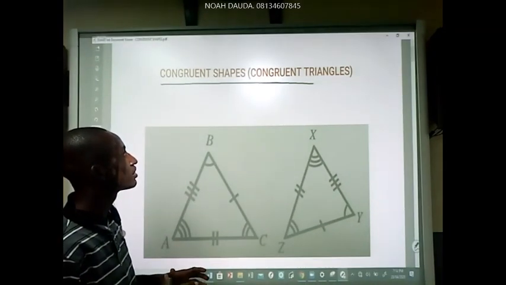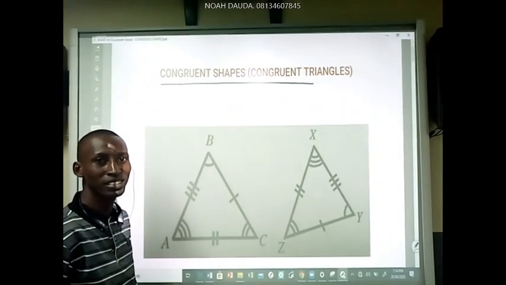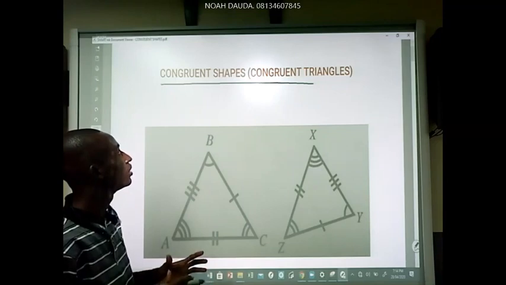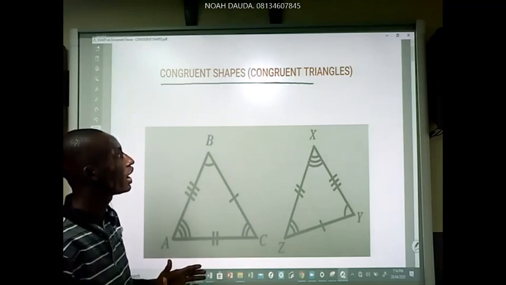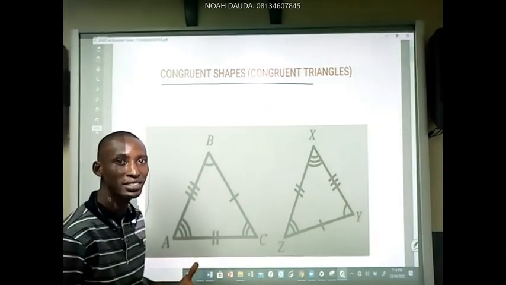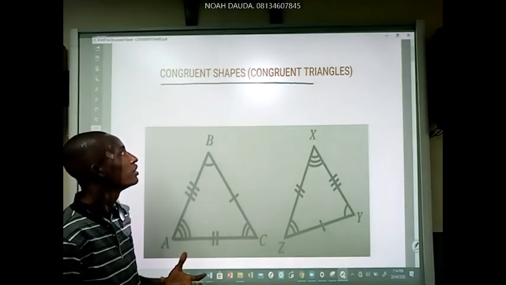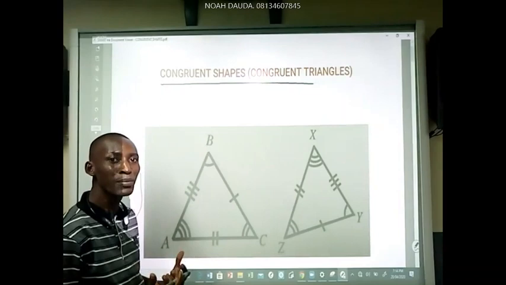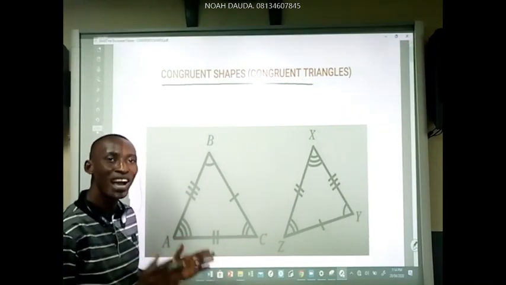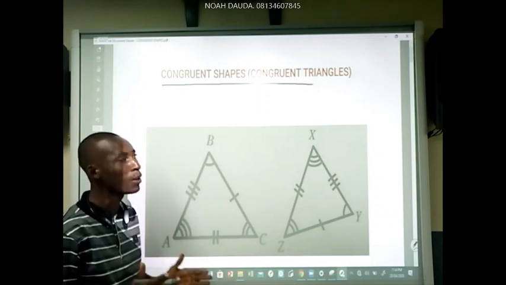Congruent shapes is more like an abstract topic, but today I will try as much as possible to break congruent shapes down. Now when we say a shape is congruent, what we mean is that the shape has almost the same properties, or exactly the same properties.